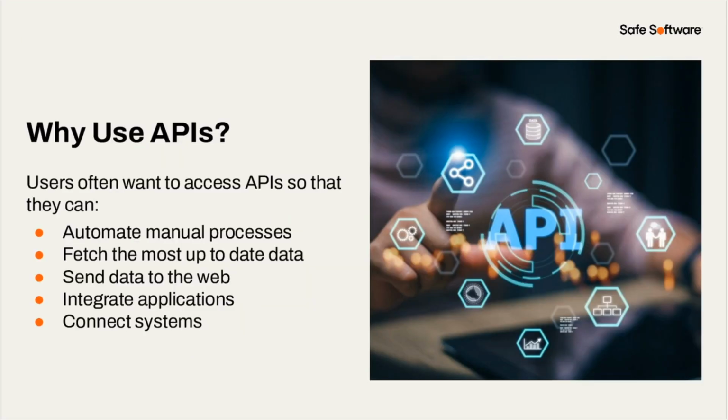Why would you use an API? Users often want to access APIs so that they can automate a manual process, fetch the most up-to-date data, send data to the web, integrate applications, connect systems, and many more. Have you ever wanted to download a report from an online service, but were tired of manually logging in and fetching the same data over and over again? So this is one of the benefits here.